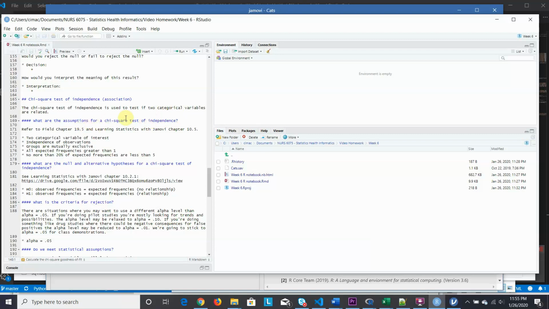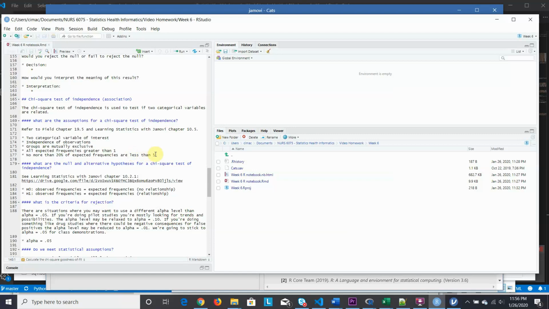So what are the assumptions for a chi-square test of independence? Field talks a little bit about that in chapter 19.5, and Learning Statistics with Jamovi, which the link is earlier in the assignment, does that in chapter 10.5. But we're basically looking at two categorical variables. The observations are independent. Groups are mutually exclusive. All expected frequencies have to be greater than 1. You can't have any categories where you have an expected frequency of 0. And no more than 20% of the expected frequencies are less than 5.